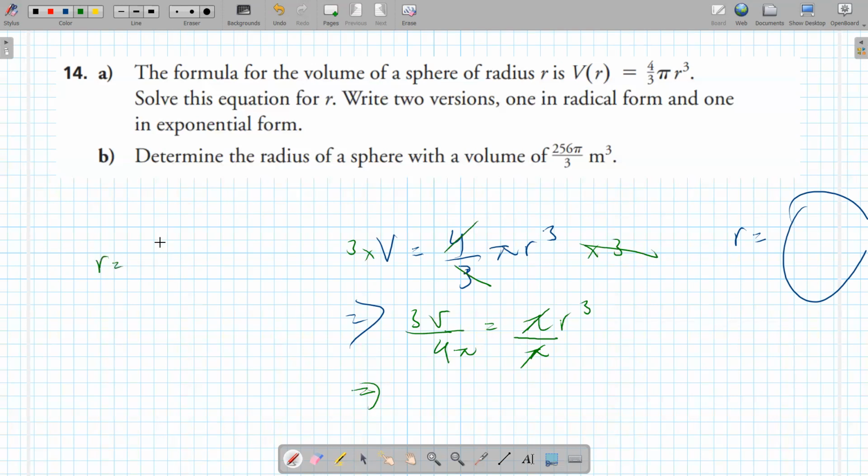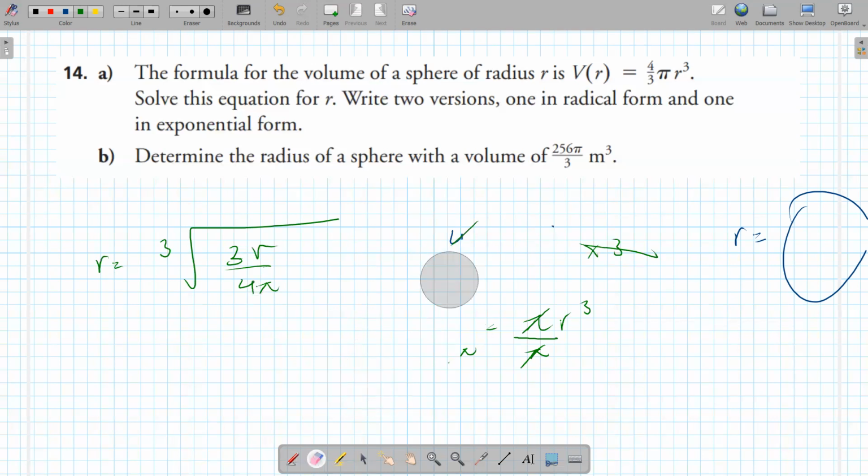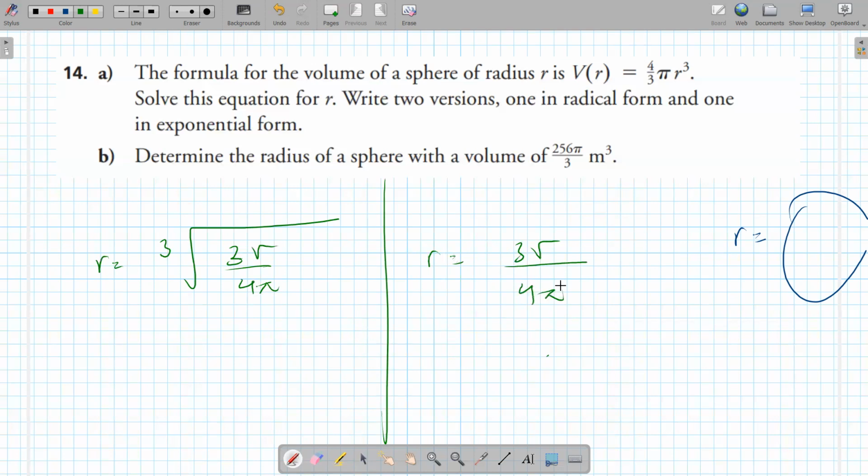So r is going to be the cube root of 3V over 4 pi, like that. And that's the answer in radical form. If you want the answer in exponential form, just move your index as an exponent. It's going to become 1 over 3, okay?